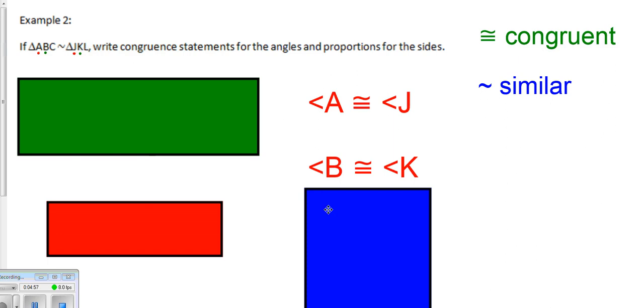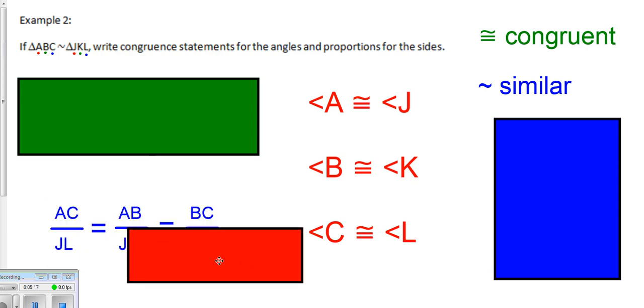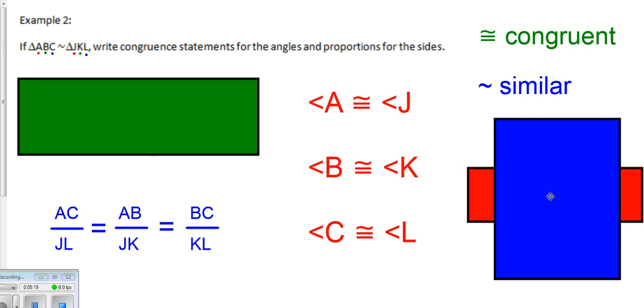And we could say lastly then that angle C is congruent to angle L. C and L. So they all matched up. So again, all of the angles have to be the exact same. That would make the exact same shape, but they're going to be different sizes. So this is what the proportions would look like.